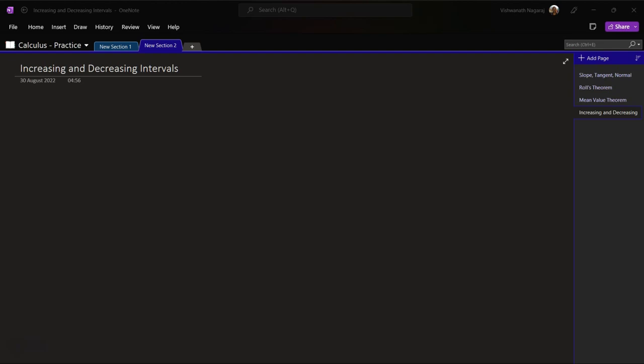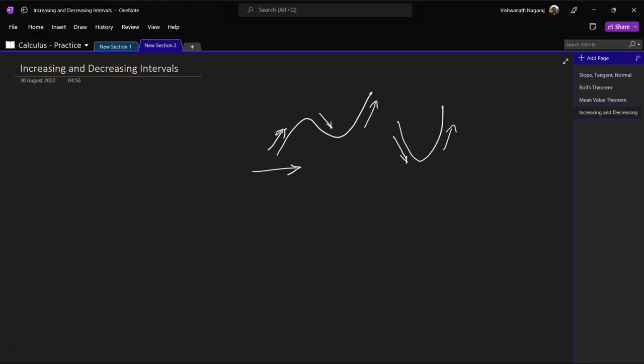Let's look at the increasing and decreasing intervals of a function. Say for example, we have a graph like this. Okay. Now here if you notice, if you go from left to right, then here it is increasing, here it is decreasing, here it is increasing. If you have a graph like this, then here it is decreasing and here it is increasing.